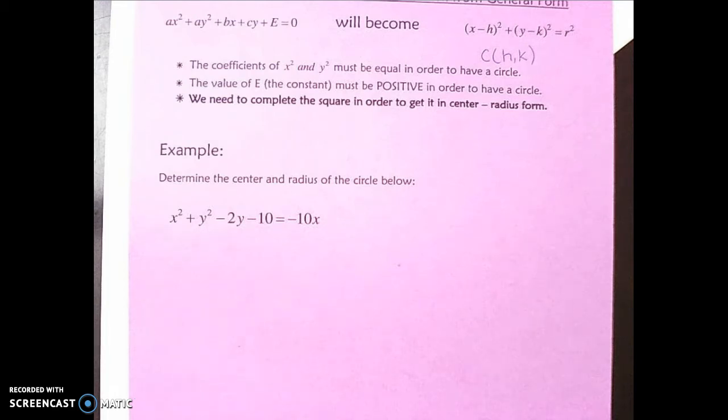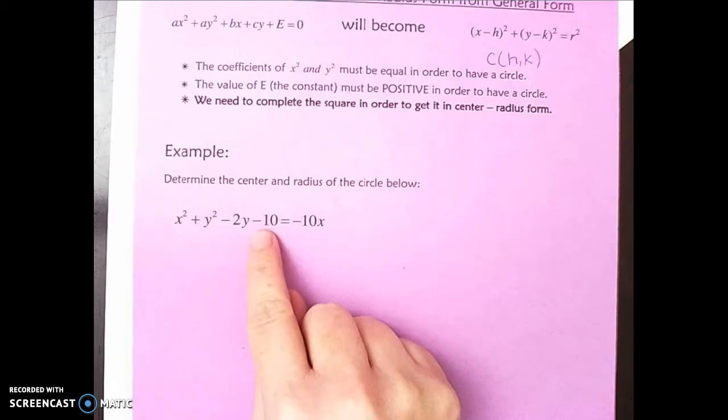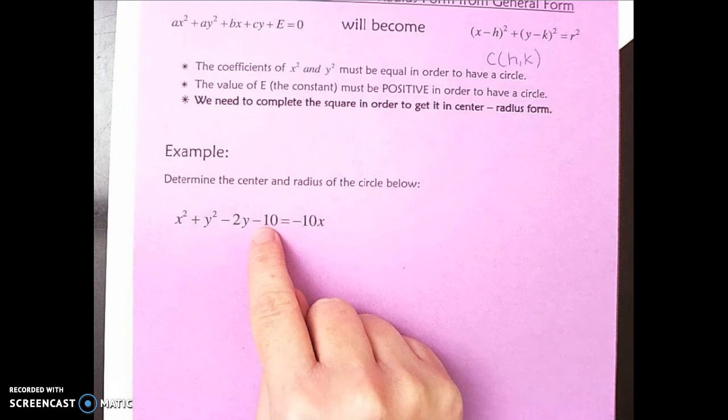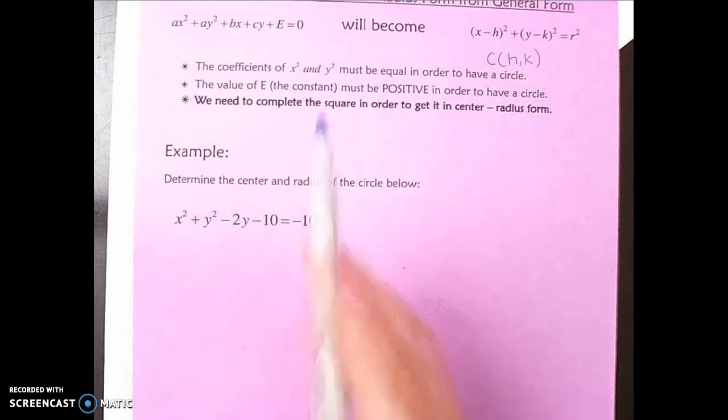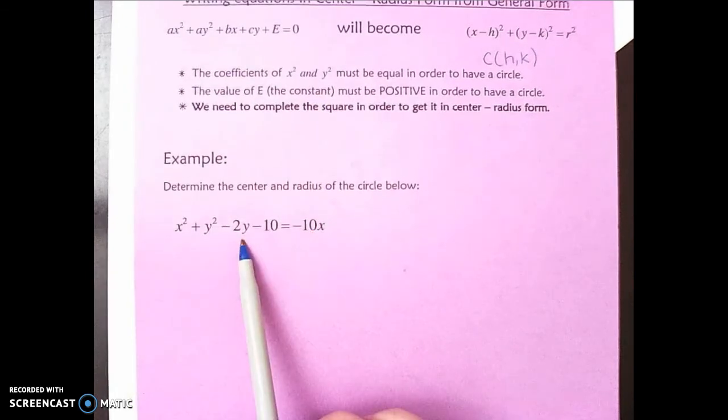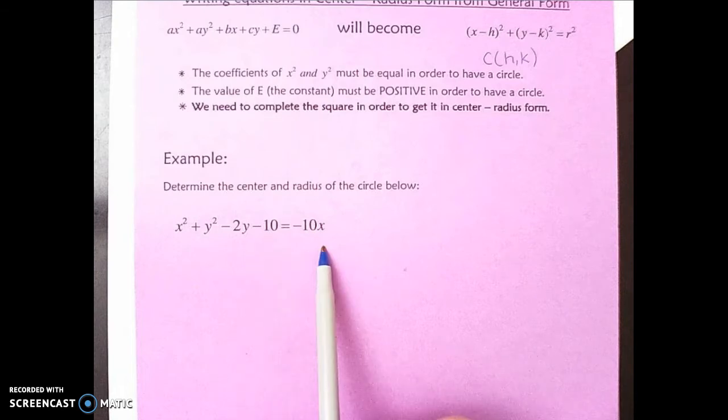The first thing is that I need to get all of my terms with variables on the left side of the equation, and all of my terms with constants on the right side. A constant is a number without a variable. So my constant here is that negative 10. I'm going to move my variable term over to the left, and my constant over to the right.